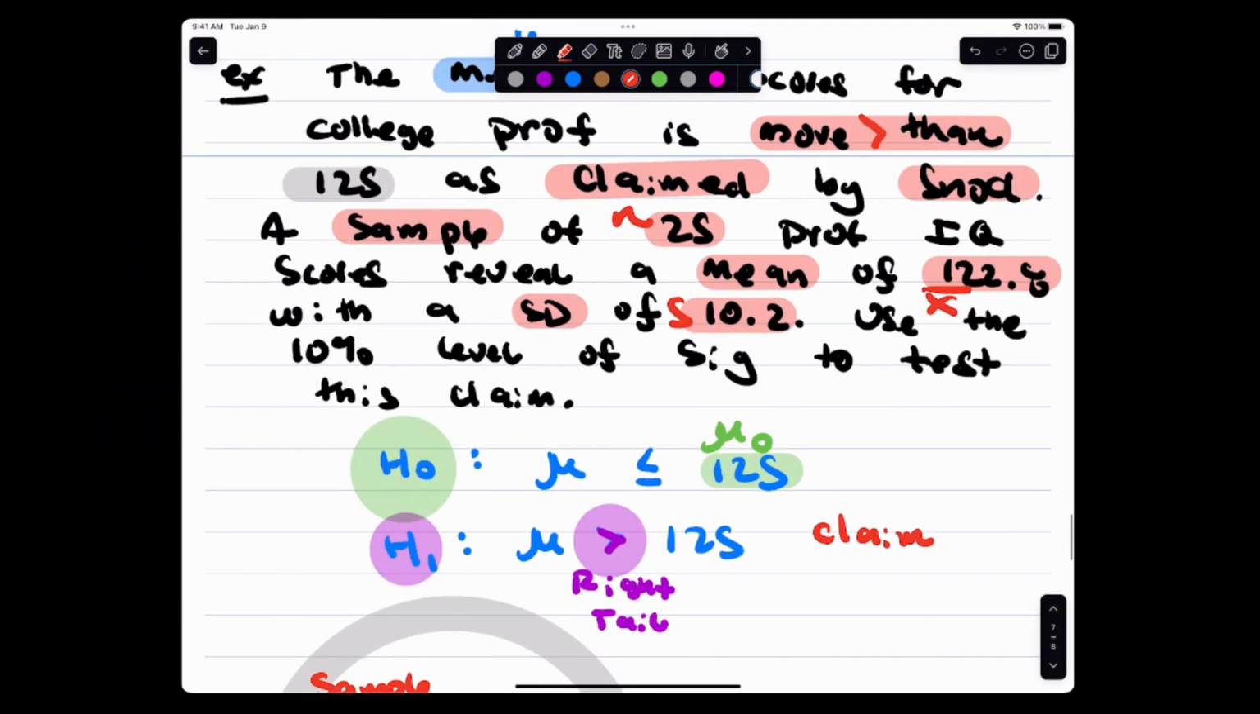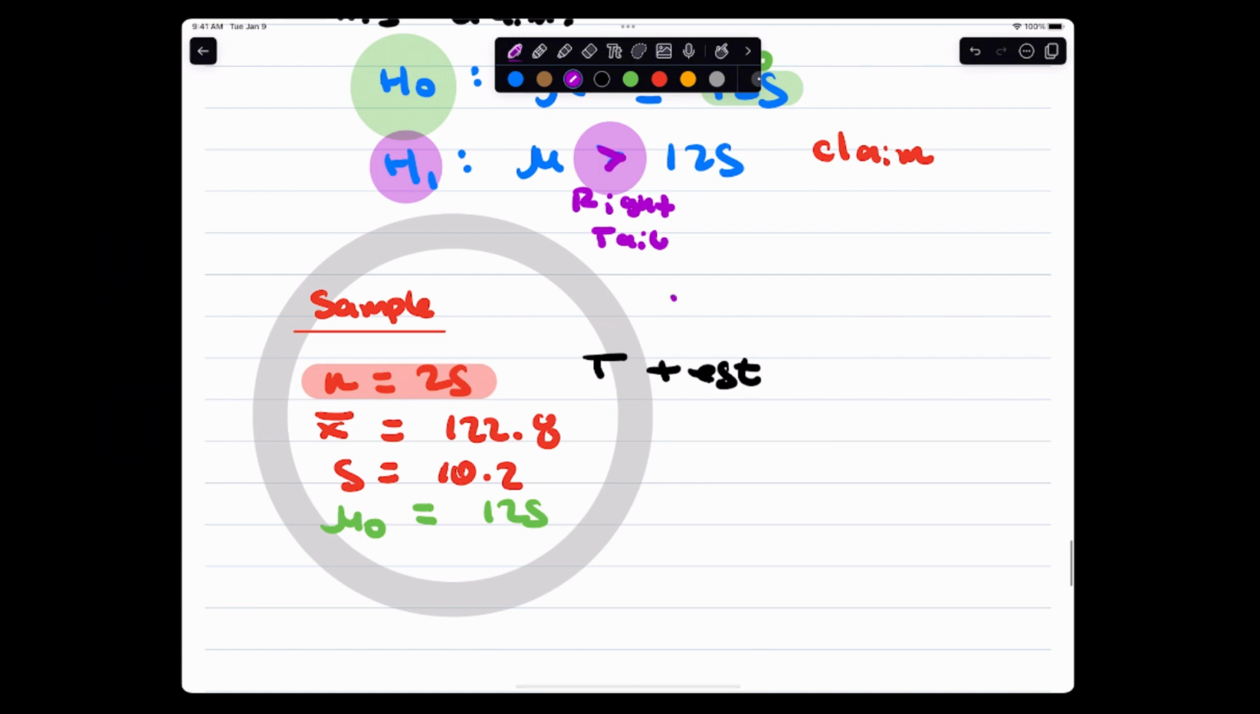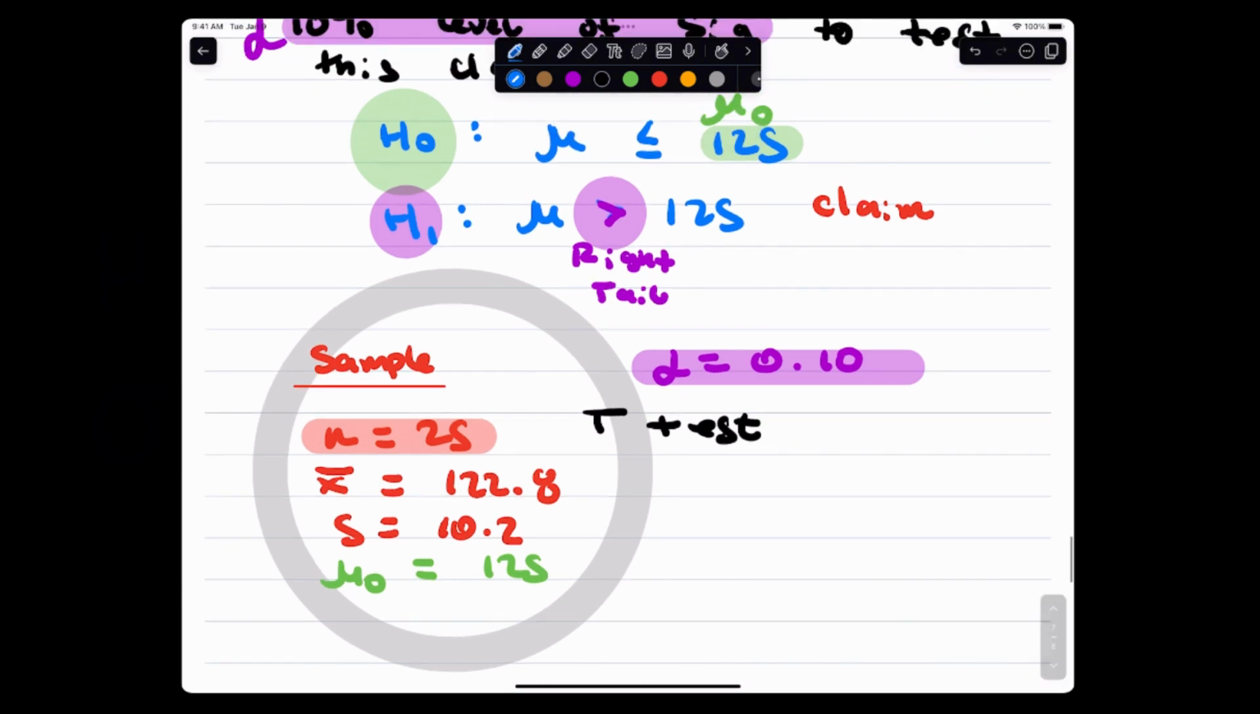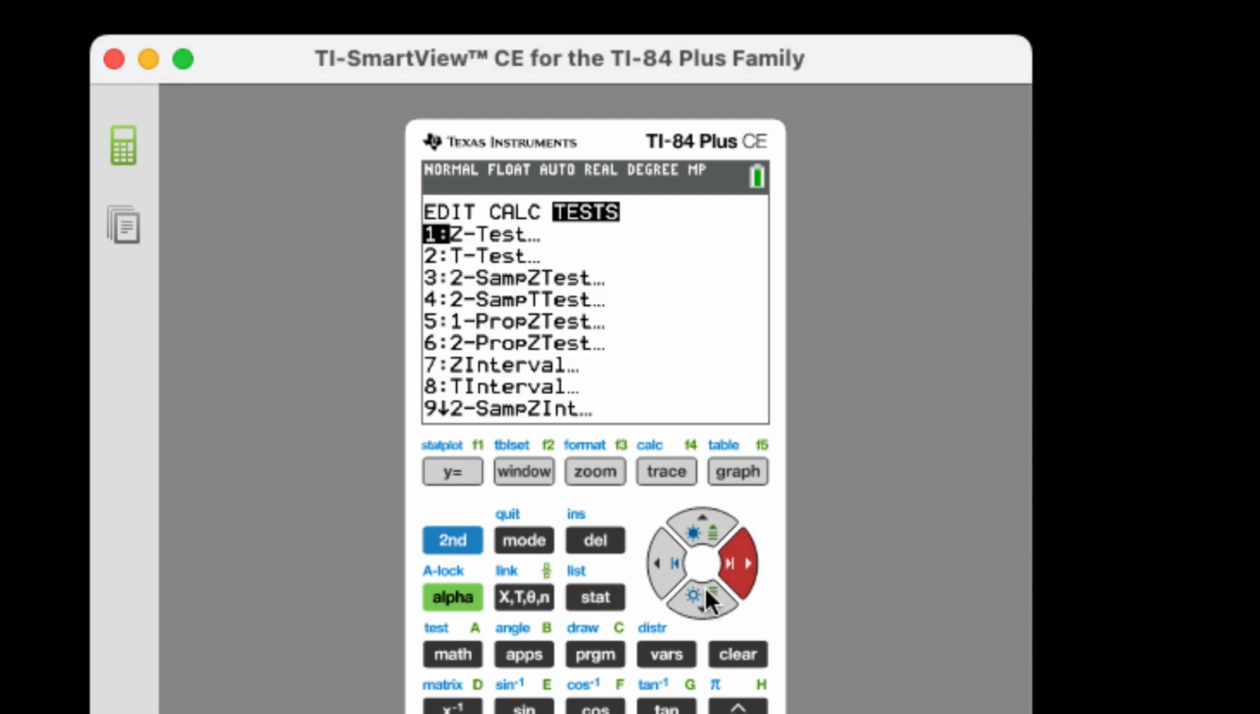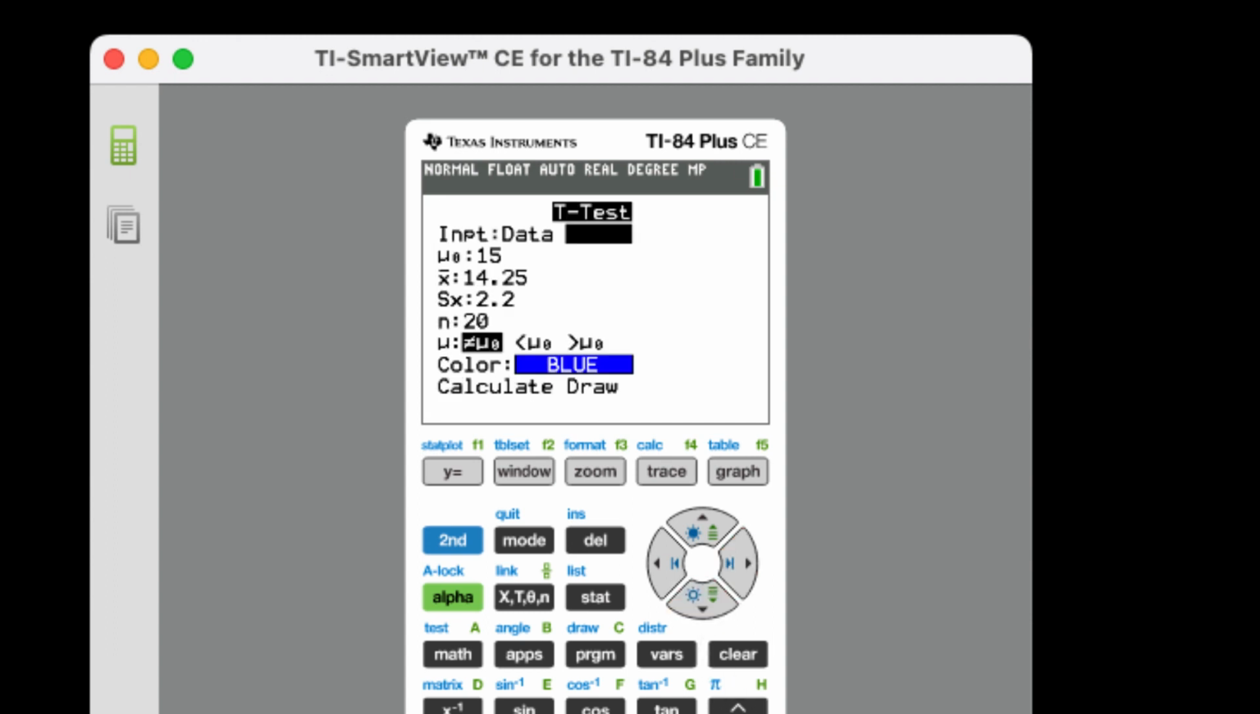What's the level of significance again? Oh, alpha's what? 10%. There we go. Stat test. Go down to what? T-test. Okay, what's your mu naught? Mu naught is 125. What's the sample mean? 122.8. You guys okay with that?